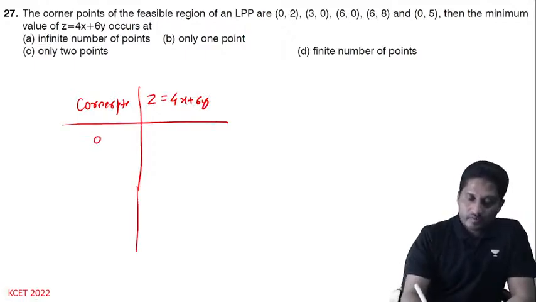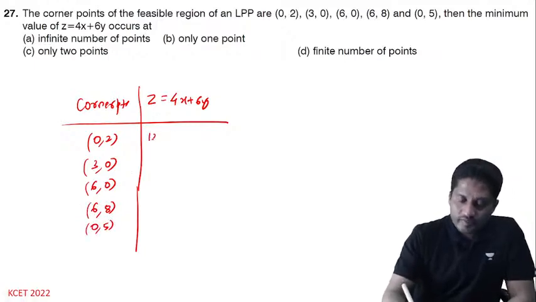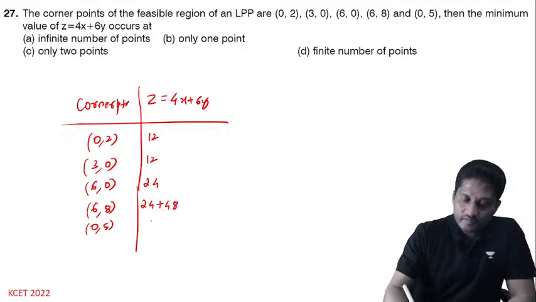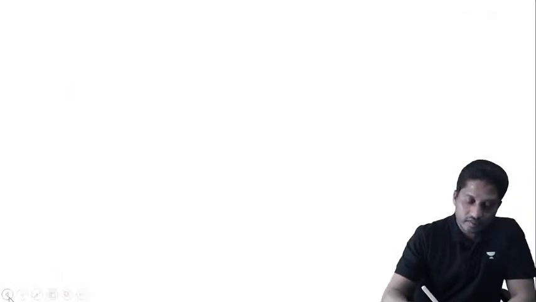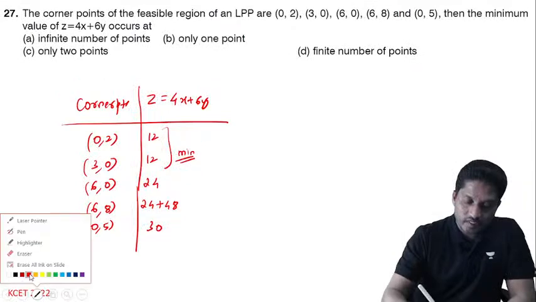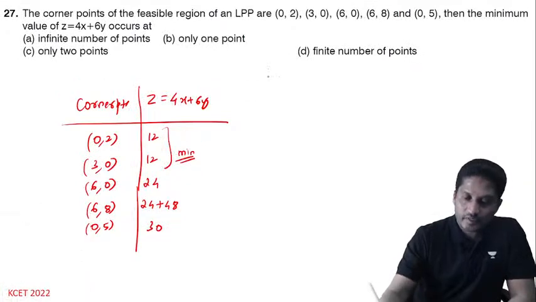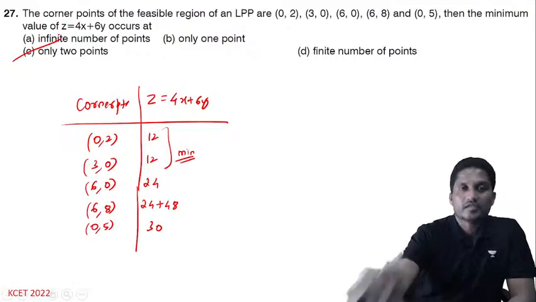So the points are 0, 2, 3, 0, 6, 0, 6, 8, and 0, 5. So this is 12, this is also 12, 6 4s 24, 6 4s 24, 6 8s 48, and then 5 6s 30. The minimum occurs at 2 points, at 0, 2 and 3, 0. So the question is, at how many points does it occur? Minimum will occur at 2 points. Answer is option C.